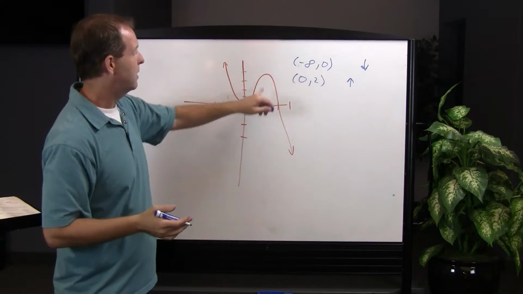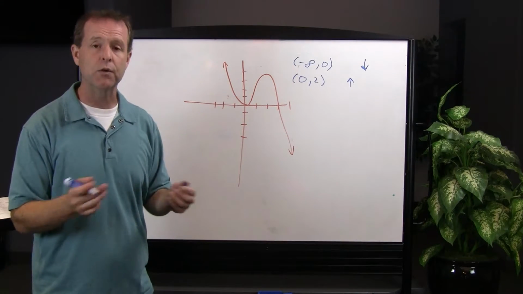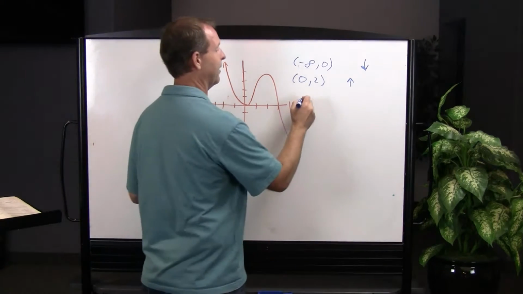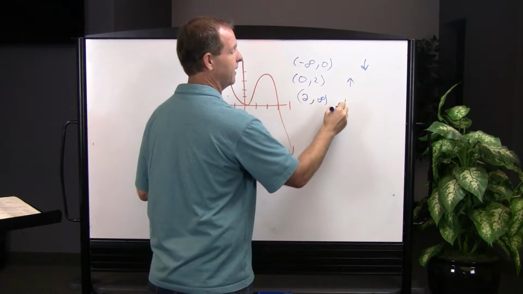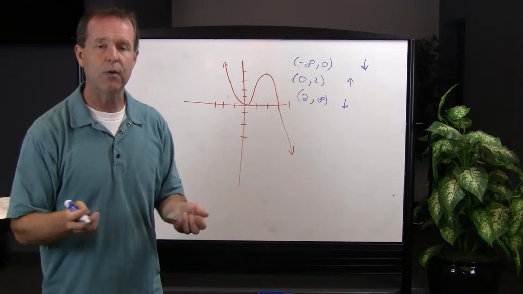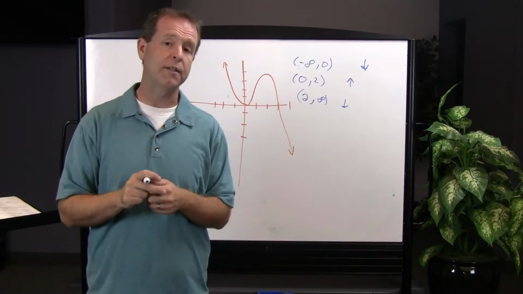And then likewise, from 2 all the way down, as it continues on, my graph finishes in a decreasing manner. So from 2 to positive infinity, my graph decreases. Again, we have to look at graphs from left to right to determine if it's increasing or decreasing.